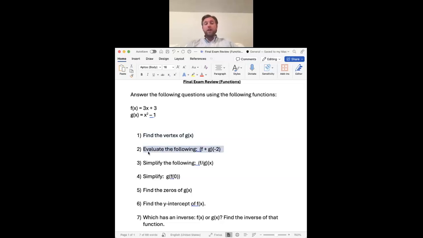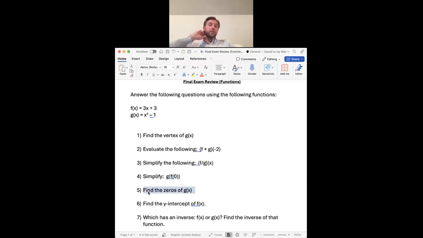I ask you to evaluate f plus g evaluated at -2. I have f divided by g of x, so simplify the function. I have the composition function g of f of 0, so going over those different operations of functions.